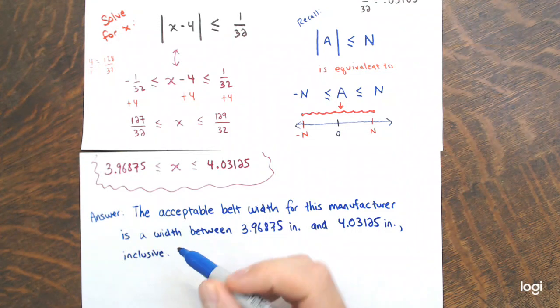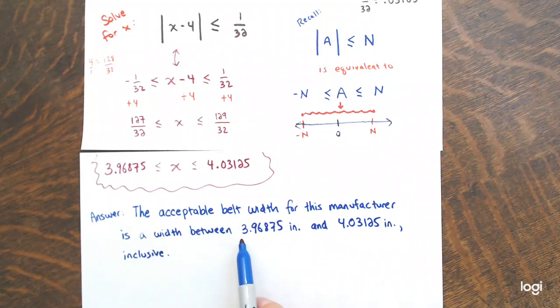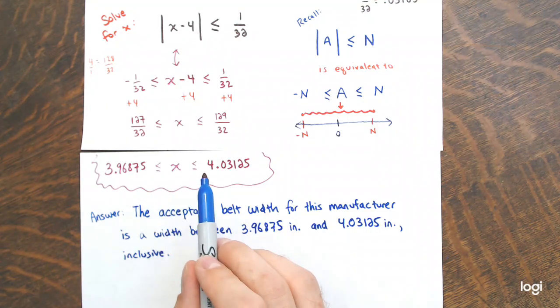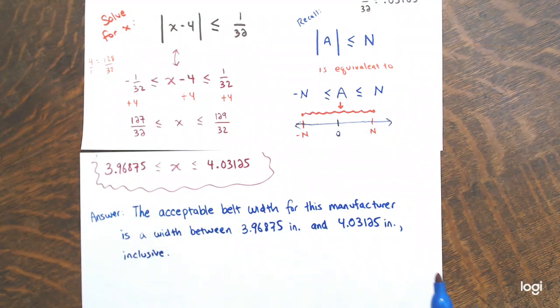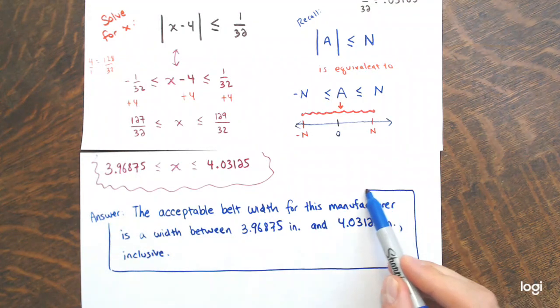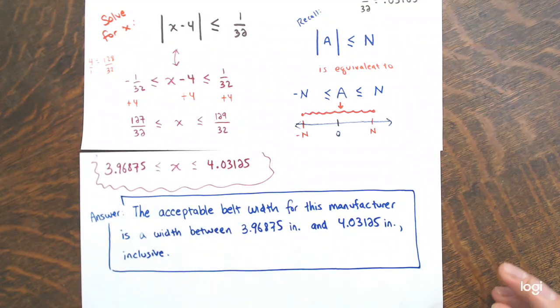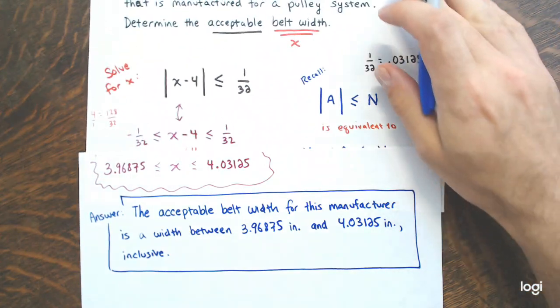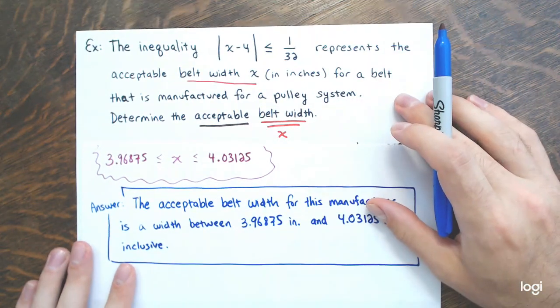Throwing the word inclusive there means that the belt width is allowed to be between these, but also including these, right? Notice the "or equal to." So those numbers are actually included as acceptable belt widths for this particular manufacturer.